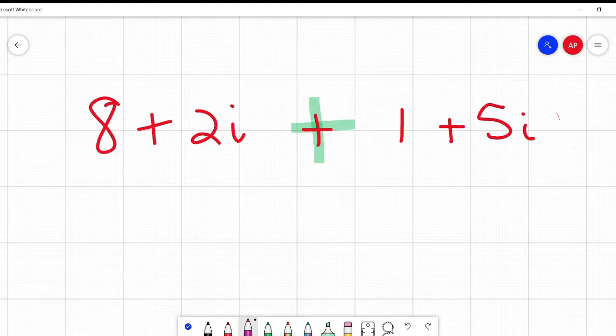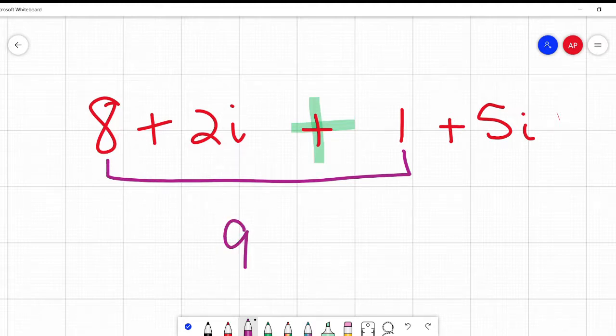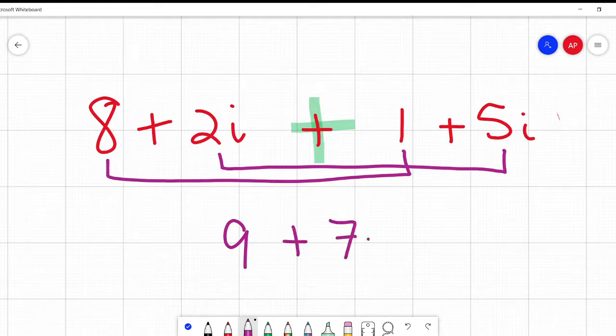All I'm going to do is combine like terms. 8 and 1, those are both regular numbers. I can add them together. 8 plus 1 is 9. 2i and 5i, if I have 2 i's and I add 5 more i's, how many i's do I have? I have 7 i's. And that's it.